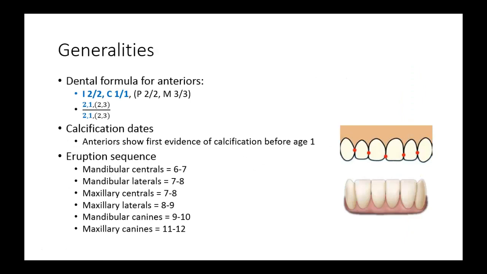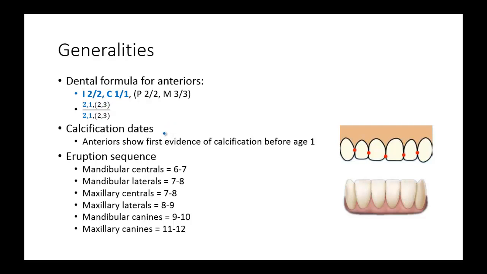Alright, so just some generalities. The dental formula for anterior teeth is going to be incisors 2/2 and canines 1/1. And if you don't know what the dental formula is, all it is, is the formula for your teeth for half of your mouth. So the numerator would be your maxilla and the denominator is your mandible. So all it's saying is you have 2 incisors, 1 canine, and 2 premolars and 3 molars.